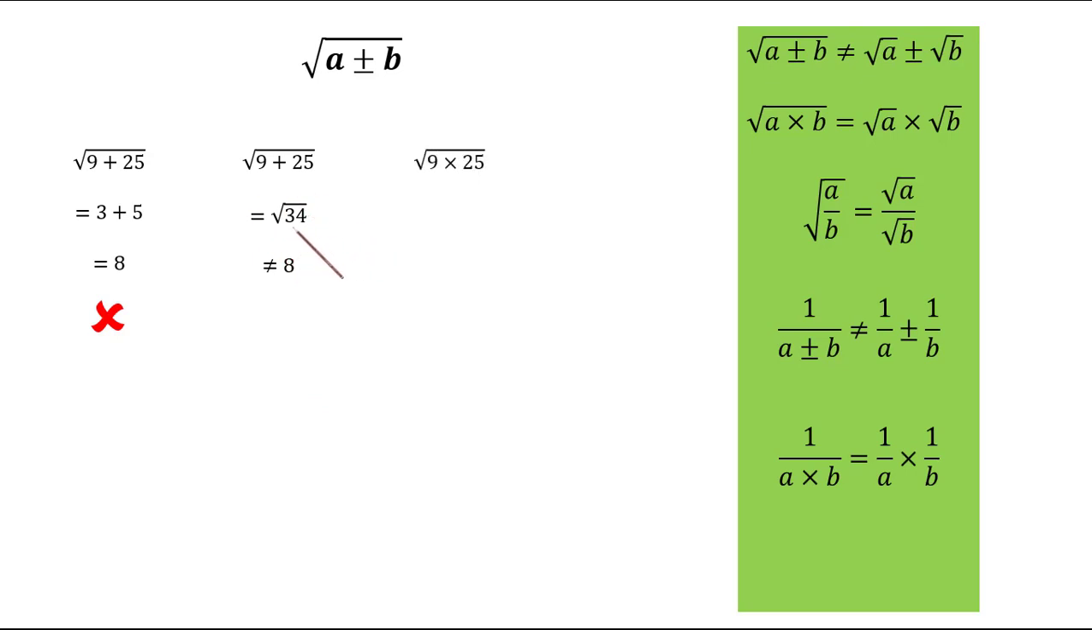But what if we had a multiplication sign in between? Then of course we can go by this rule, and we can simply write this as square root of 9 is 3 multiplied as it is square root of 25 is 5, and we have 15. And 25 nines is 225, and the square root of 225 is 15, so that's true. So remember this rule.